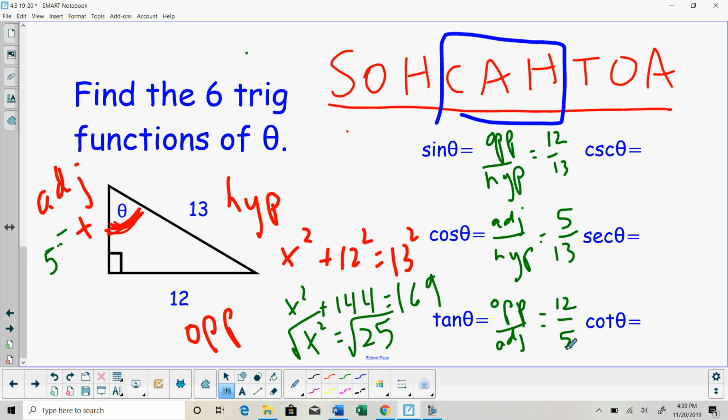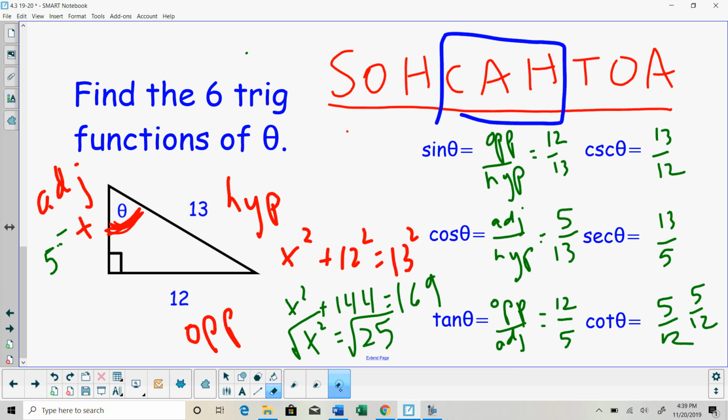And cosecant is just the reciprocal of sine, so that's going to be 13 over 12. Secant is the reciprocal of cosine, so that's going to be 13 over 5, and cotangent is the reciprocal of tangent, so that's going to be 5 over 12. At least that's supposed to be a 5 over 12. Hopefully you can read that.